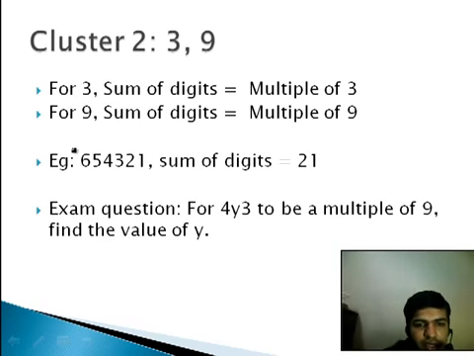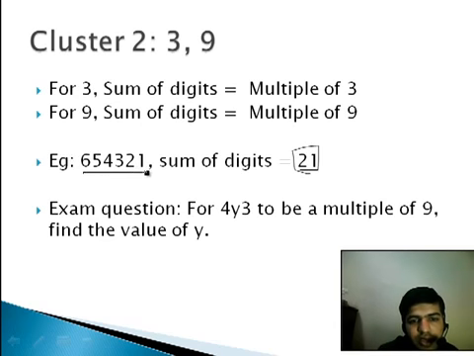If we add all the digits of this number, that is 6 plus 5 plus 4 plus 3 plus 2 plus 1, we get the sum of the digits. The sum of the digits in this case is 21. If this number 21 is divisible by 3, the entire number will be divisible by 3. That is, for any arbitrary number, if we add the digits and that sum is a multiple of 3, then we can conclude that the entire number is a multiple of 3.